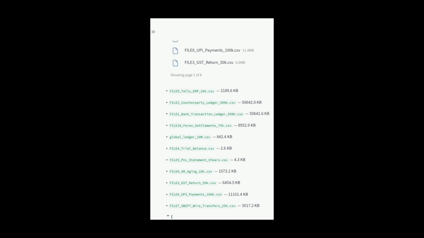10 files, 1.5 million rows, processed in 8 seconds. That's the Sovereign-DRG engine in action. Now, let me walk you through how.